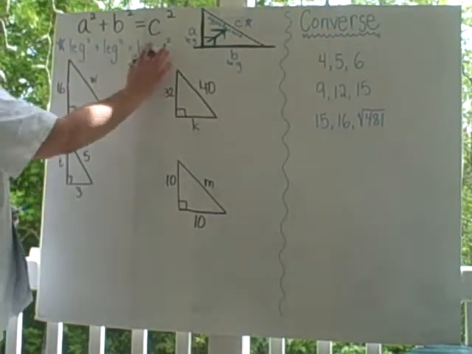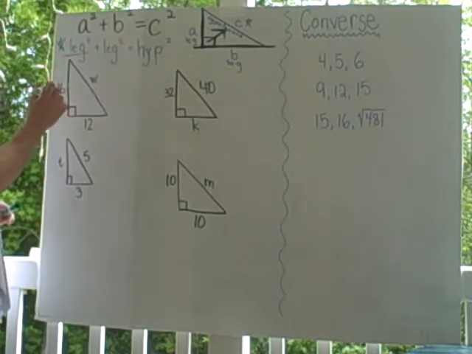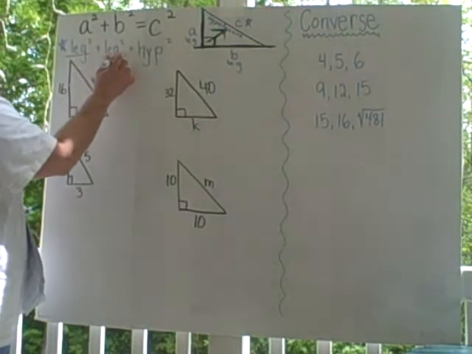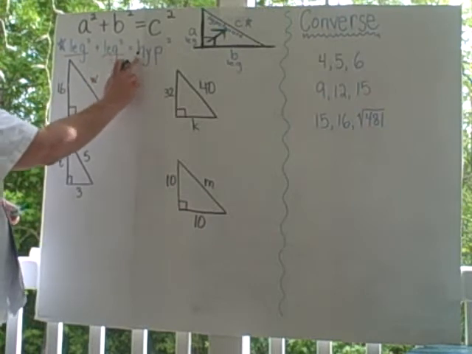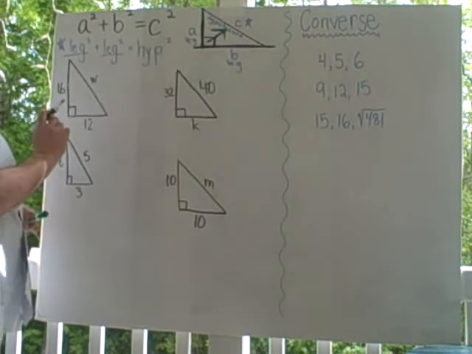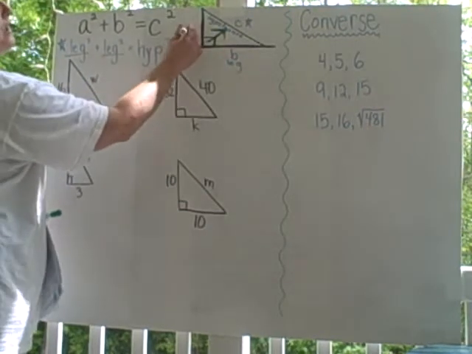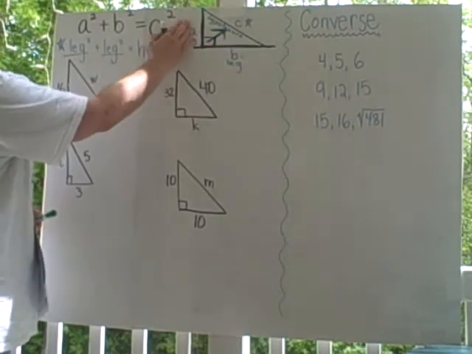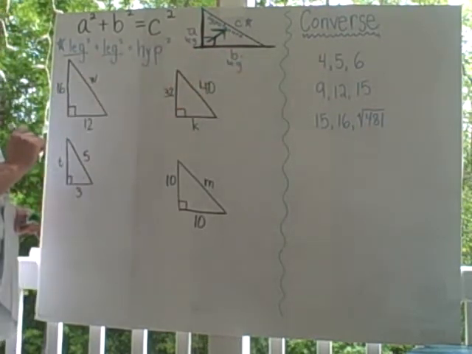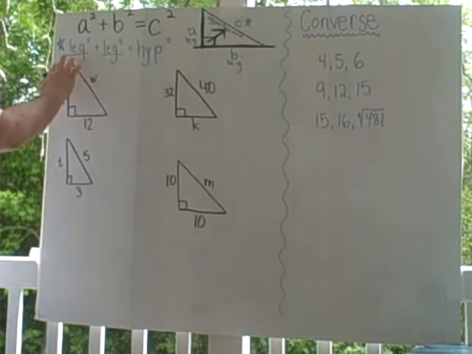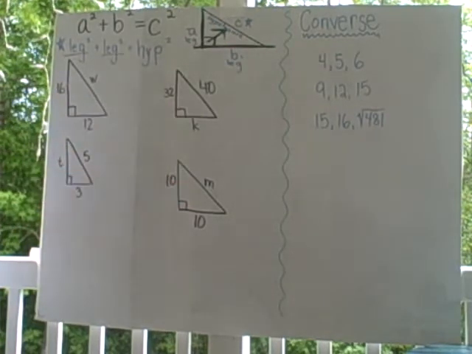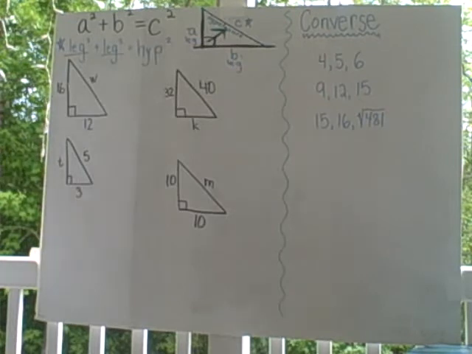Think of the Pythagorean theorem as leg squared plus leg squared equals hypotenuse squared. It doesn't matter which one you choose to go first, as long as they are the legs of the triangle. In these four problems, we're going to find the missing side using the Pythagorean theorem, calculating the missing side of a right triangle.